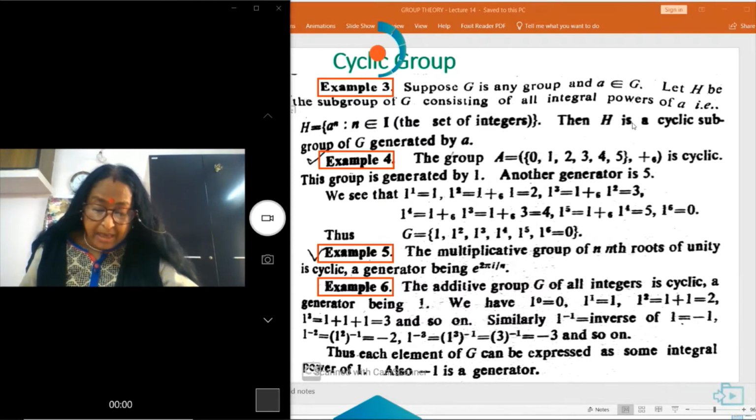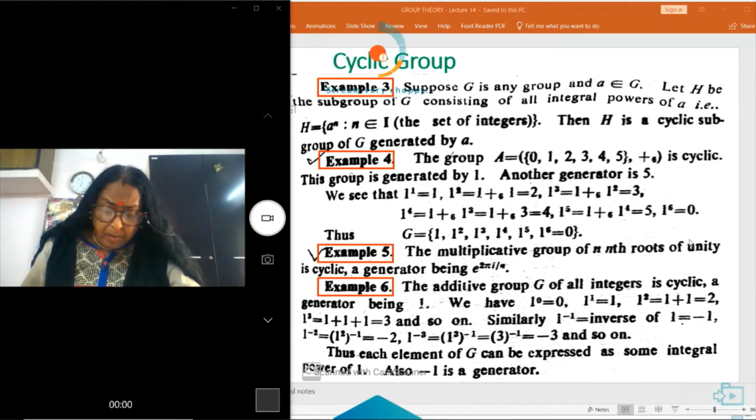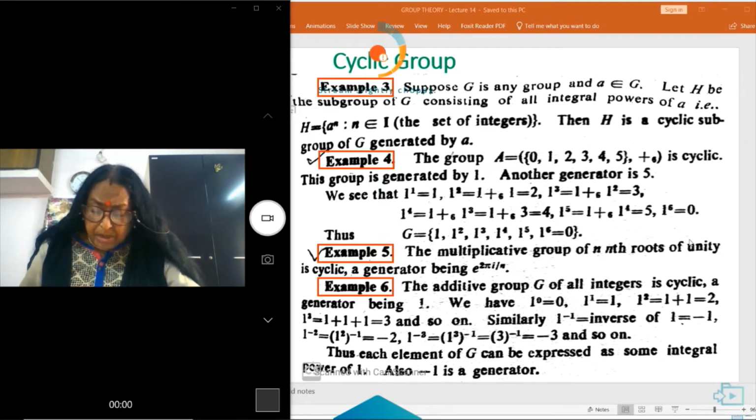The group G is equal to 0, 1, 2, 3, 4, 5 under addition modulo 6. This group is generated by 1. Another generator is 5. Similarly, the multiplicative group of nth roots of unity is cyclic, a generator being e to the power 2 pi i by n. The additive group of all integers is cyclic, a generator being 1.